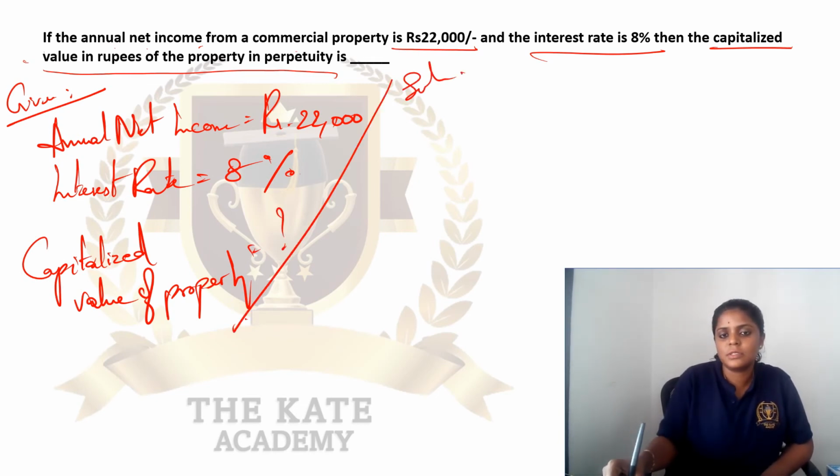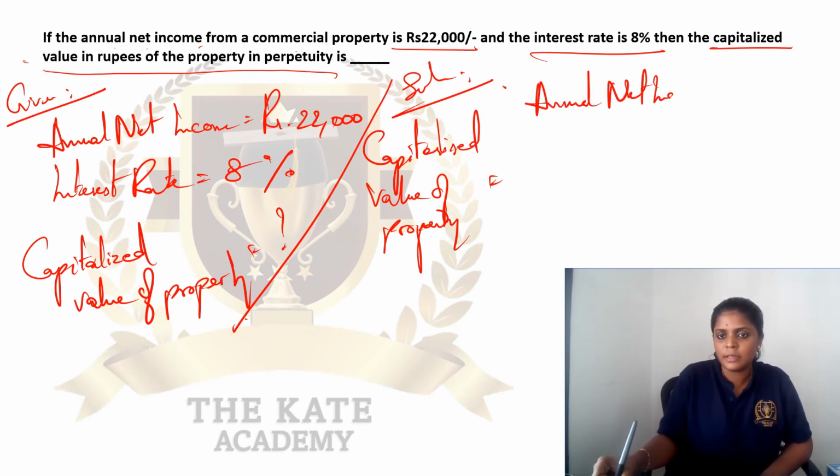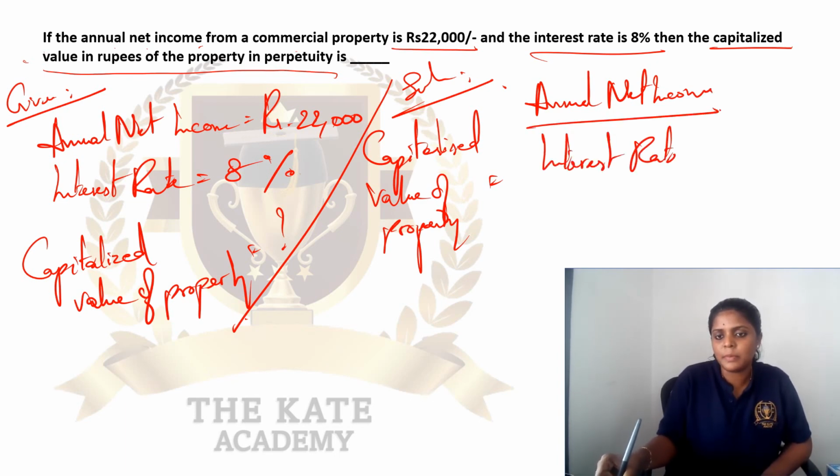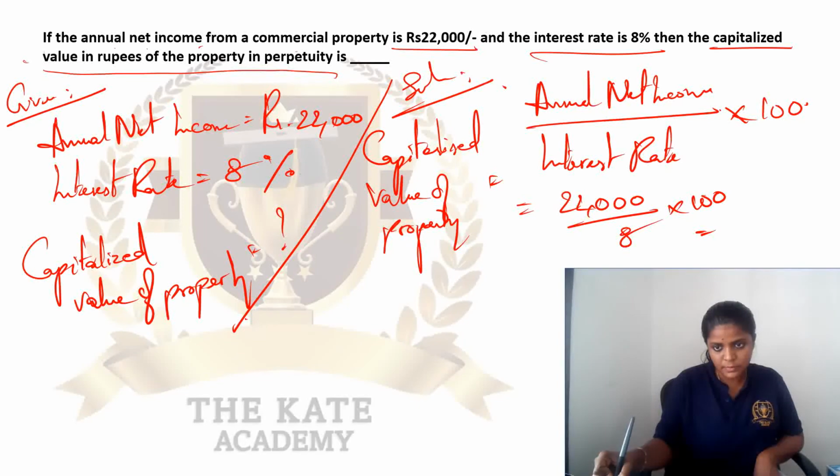So your solution for this is: capitalized value of property is equal to your annual net income divided by the interest rate, into 100. This is a formula. Please write it in your formula notebook. So that gives 22,000 divided by 8, into 100, and the answer is 2,75,000 rupees. That's your final answer.